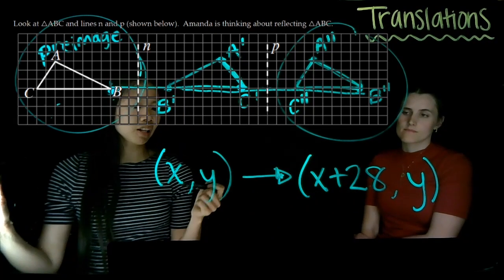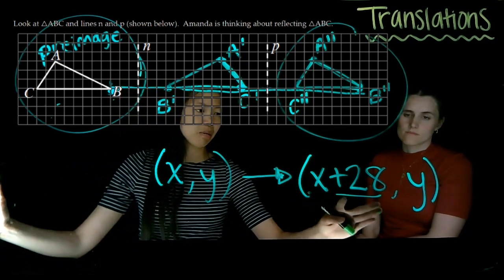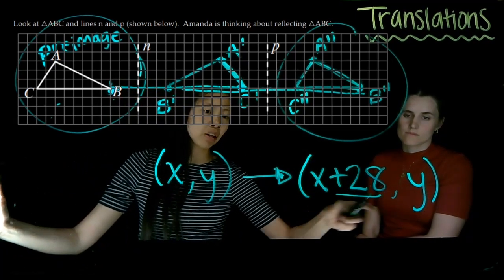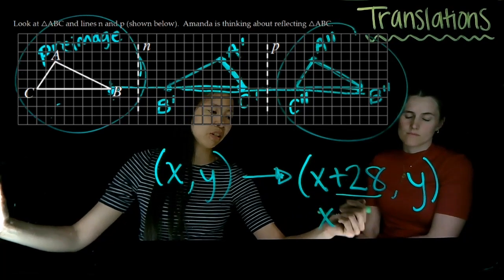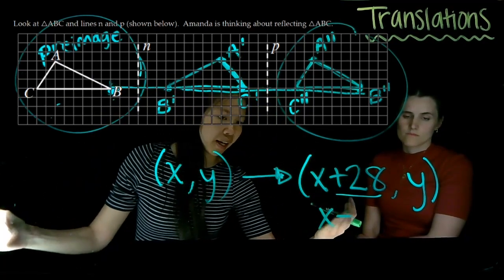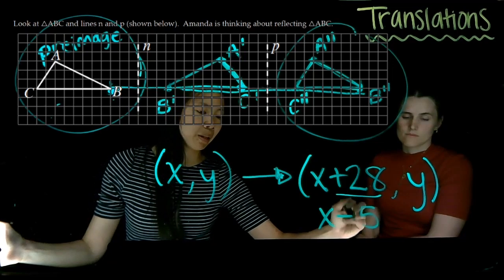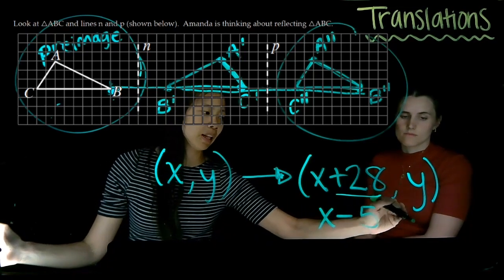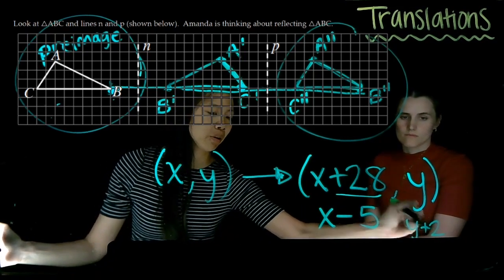And so with translation, you'll always be adding certain amounts to your x value or your y value. You could also be subtracting. So if you're shifting left, that would be minus. If I want to shift 5 over, then that would be like minus 5. If I want to shift up, then that would be like y plus 2 if I want to go up 2 units.